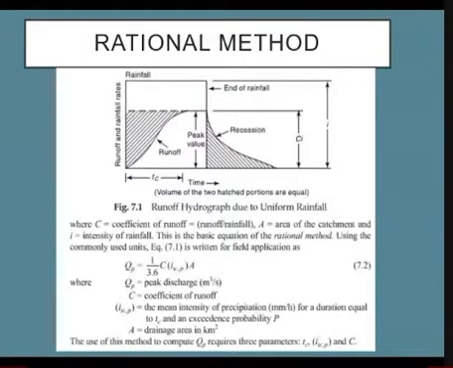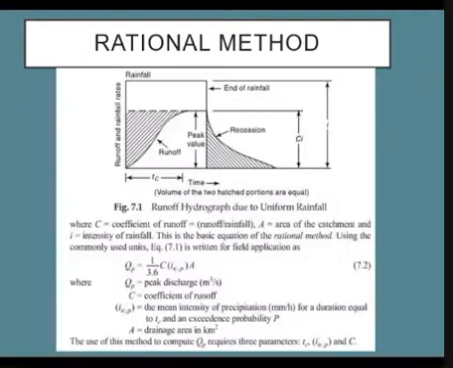Rational method, where C equals the coefficient of runoff, A equals the area of the catchment, and I equals the intensity of rainfall. This is the basic equation of the rational method using the commonly used units.